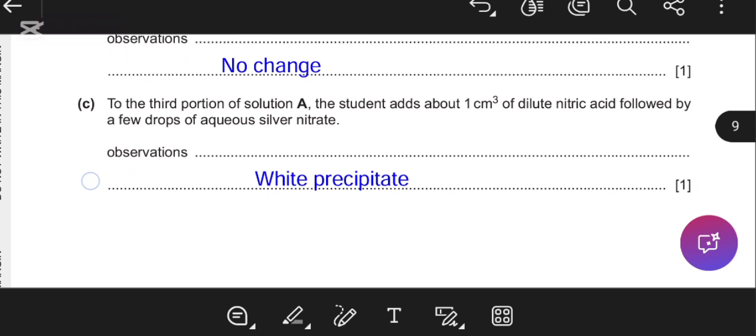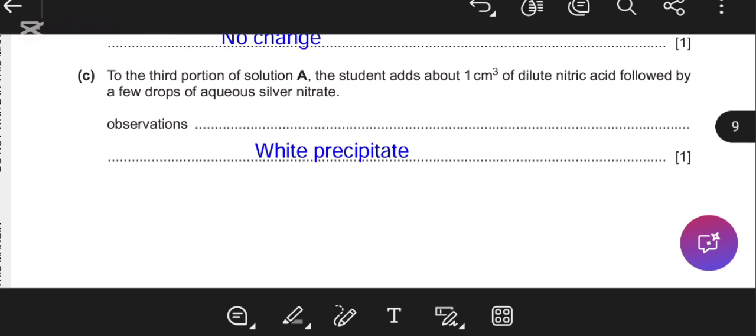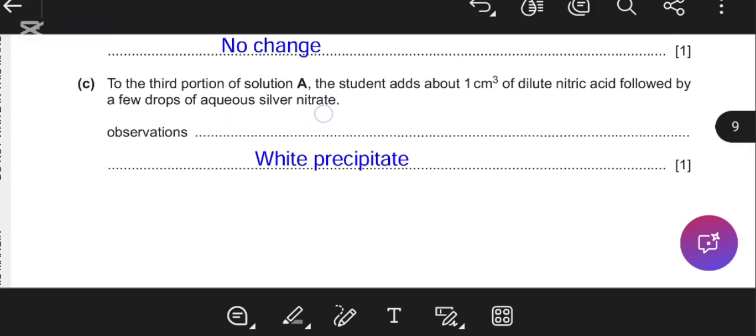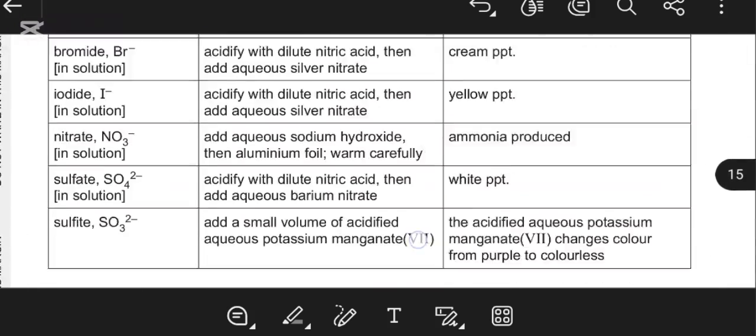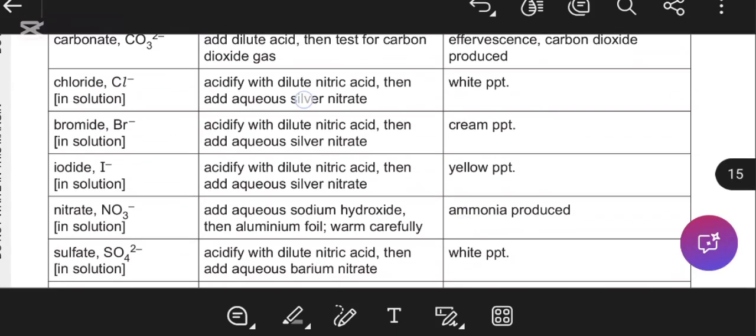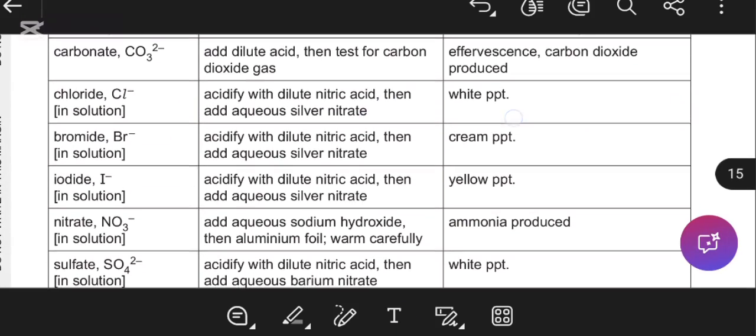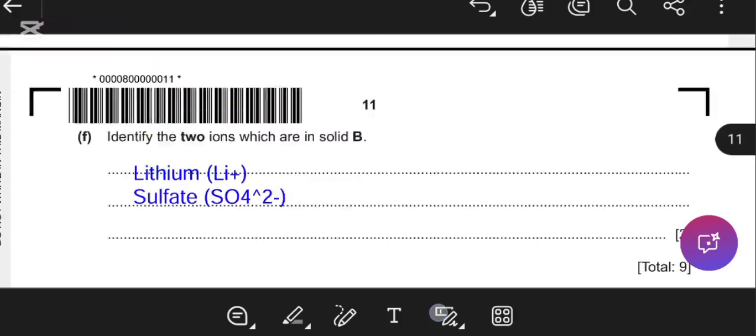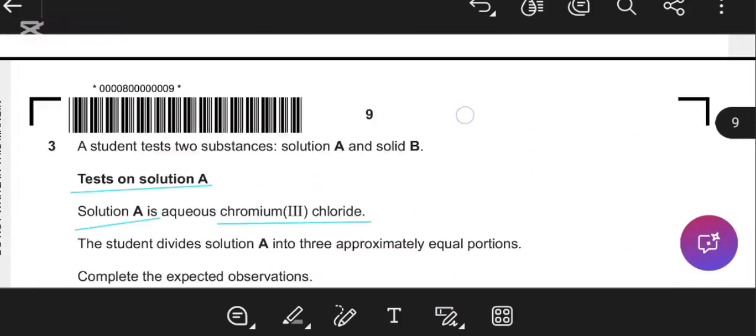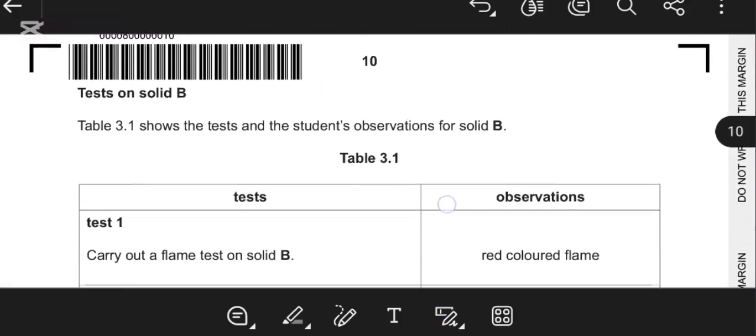To the third portion of solution A, the student adds 1 centimeter cube of dilute nitric acid followed by a few drops of aqueous silver nitrate. Again, when you go back to the table, I'll tell you where you find this over here. Dilute nitric acid with aqueous silver nitrate, white precipitate. So you just copy this, white precipitate. You can also write white PPT. It depends on you. Better to write the full word.